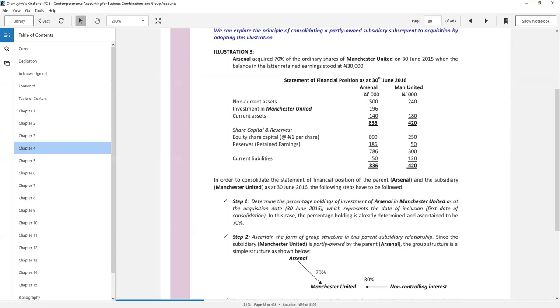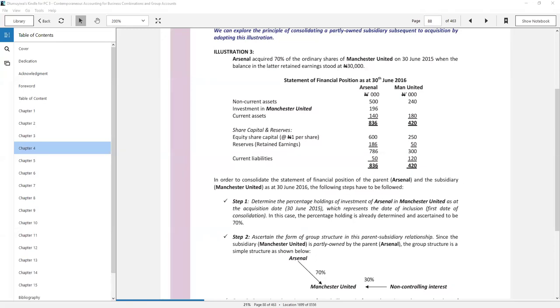We can explore the principle of consolidating a partly owned subsidiary subsequent to acquisition by adopting this illustration. Illustration three. Arsenal acquired 70% of the ordinary shares of Manchester United on 30th June 2015, when the balance in the retained earnings stood at 30,000 naira. Then we have the statement of financial position at 30th of June 2016. They have the non-current assets, investment in Manchester United, current assets, share capital and reserves, equity share capital, reserves, and current liabilities. So in order to consolidate the statements of financial position of the parent, that's Arsenal, and the subsidiary, Manchester United, as at 30th June 2016, the following steps have to be followed.